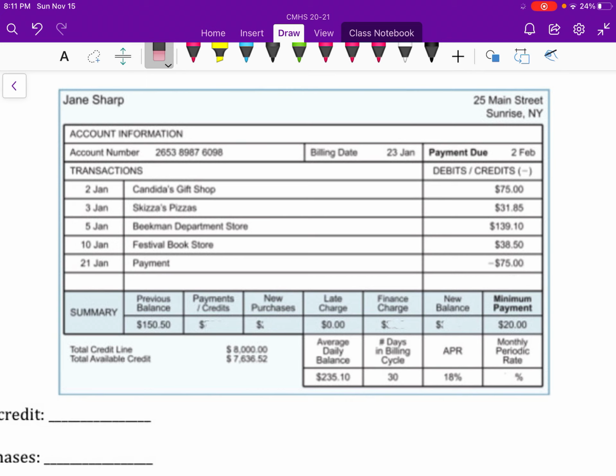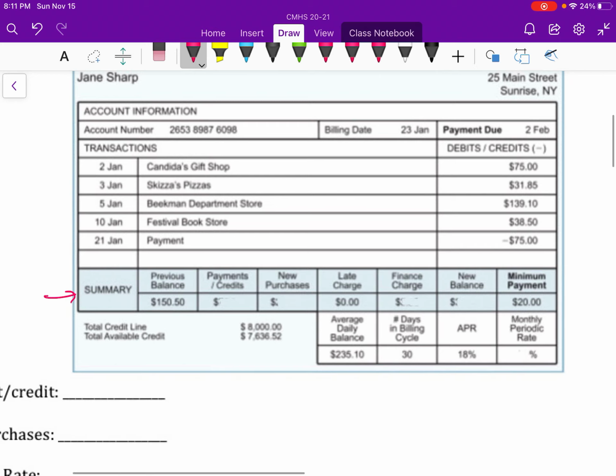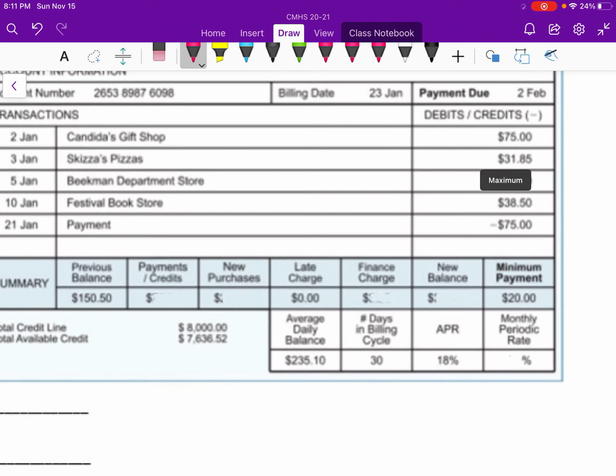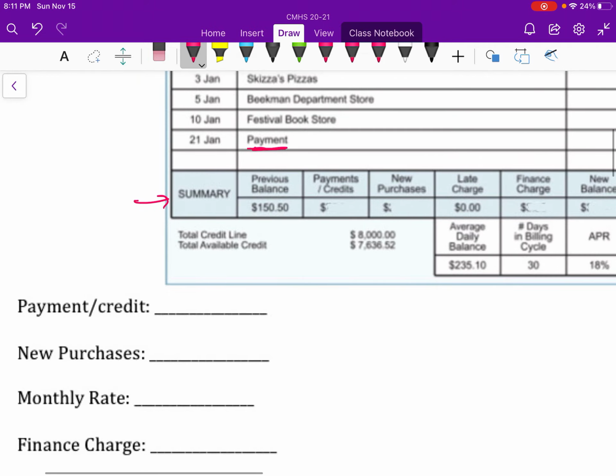If you look down here at the bottom, this row, the summary row, there are some missing little places here. So we are going to try to fill those in. So underneath, the first line is payment or credit. Payment is everything that you have paid off. So this time the payment was $75. That's how much we paid to take off of our credit. So that's the first slot.